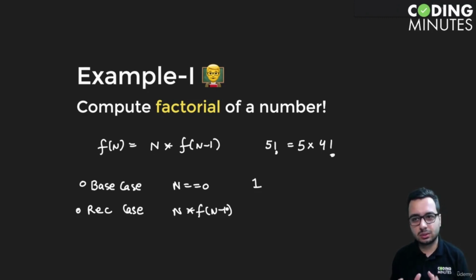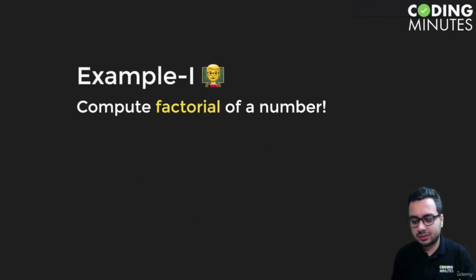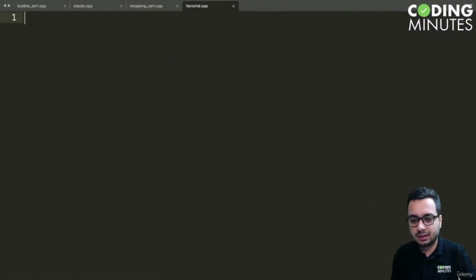Once we know these two things, we can write the code, and after writing the code, I will tell you how the call stack works and why we are getting the right answer. So we will also talk about the call stack in recursion and why it is correct. Let us first dive into the code and then we will see.